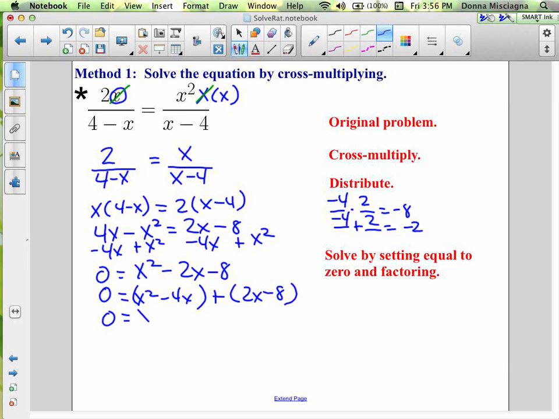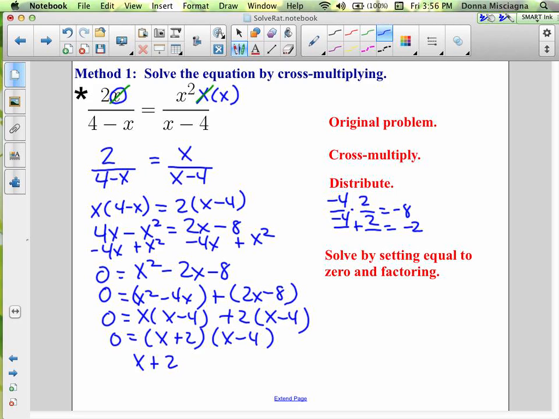And from the first pair, we can factor out an x. We're left with x minus 4. From the second pair, we can factor out a 2, and we would be left with x minus 4. So one factor is what we pulled out, x plus 2, and the other factor is the repeating x minus 4. So if we set those equal to 0, x plus 2 is 0. X would equal negative 2. Somehow my negative got lost in my 2. There we go. And if x minus 4 is 0, x equals 4 is our second solution.